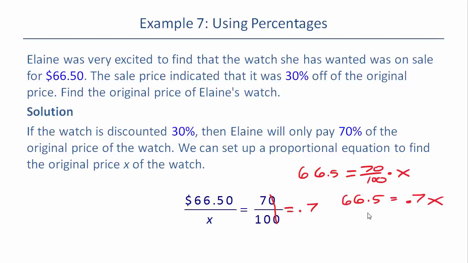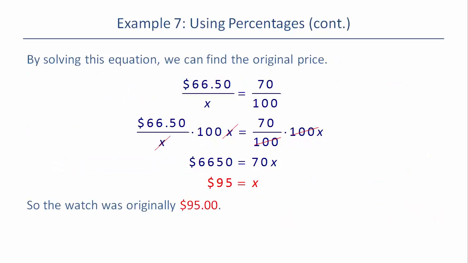And now when we want to solve for x, we're just dividing both sides by 0.7. And that's how we solve for x. Here it is all worked out. You can see that the original price was $95.